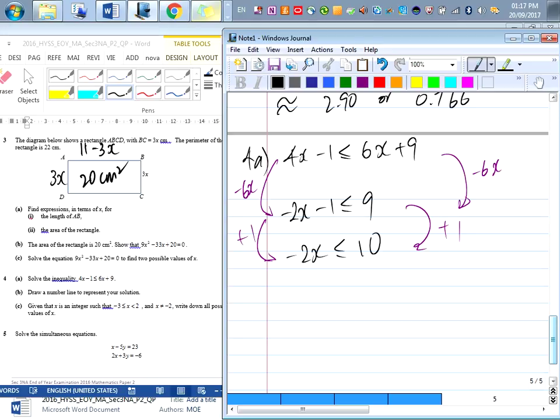Now listen. Do you want to divide by negative 1? Do you want to multiply by negative 1? How do you take away the negative sign? So you want to divide by what? Negative 2. Okay. If I divide by negative 2, what do I have on the left hand side now? What do I have on the right hand side? Negative 5. What happened to the sign?